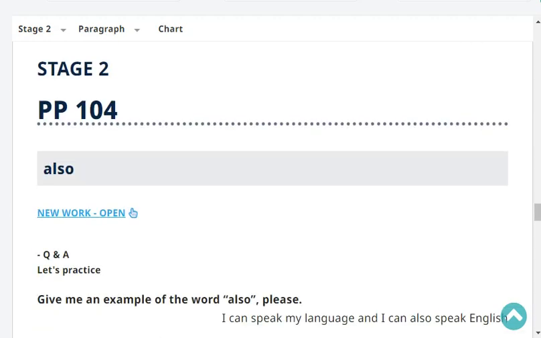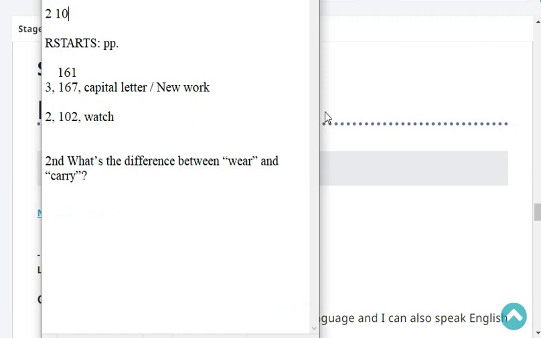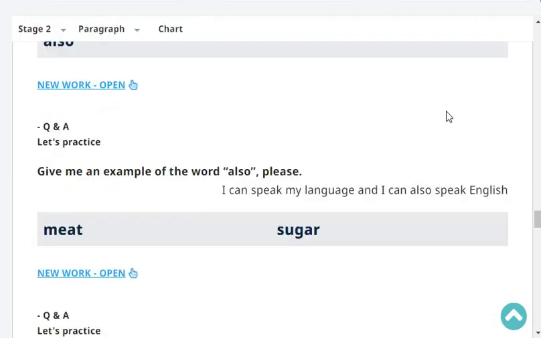Also, give me an example of the word also, please. I can speak my language and I can also speak English.